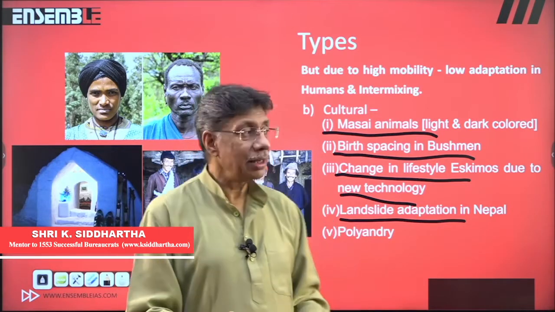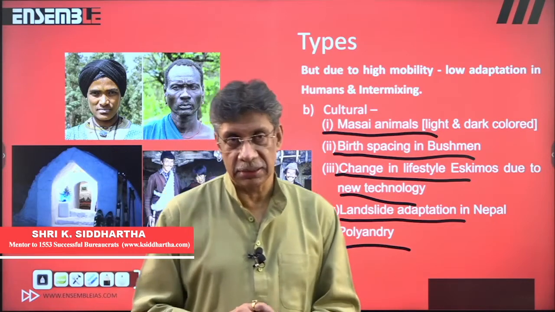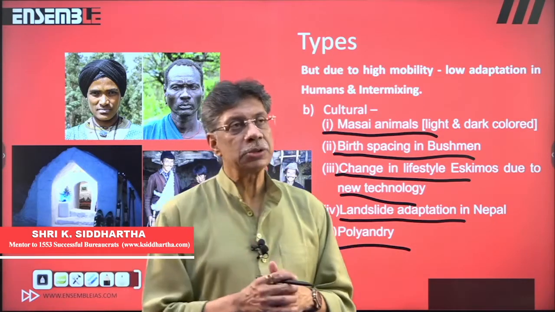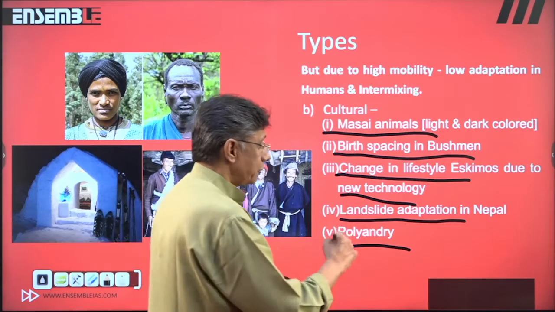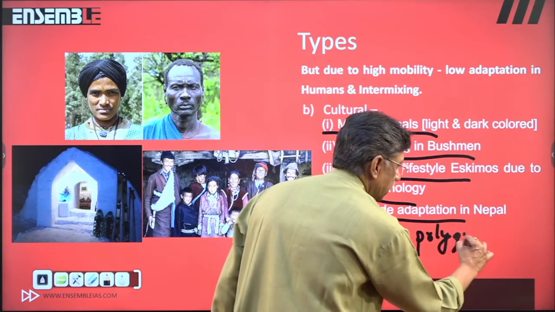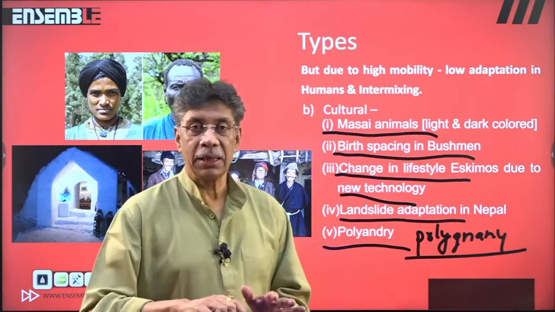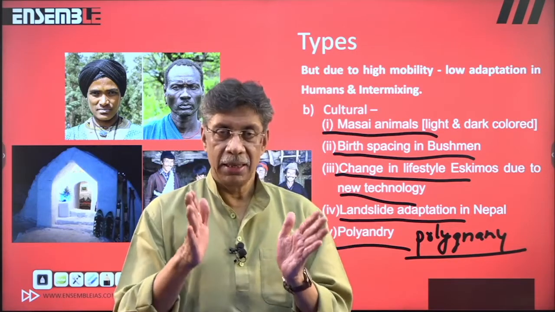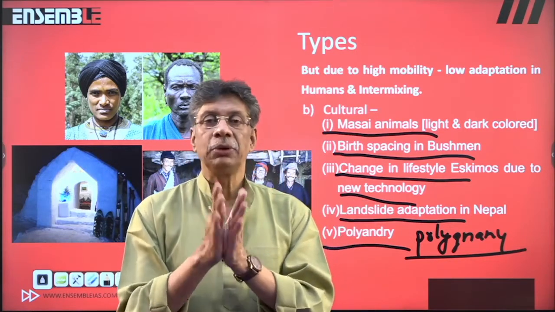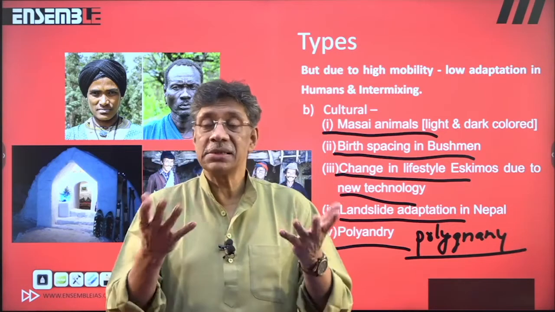In a similar manner, you will also find polyandry being practiced in Tibet. Now, one form of polyandry is called polygamy. That is one form where a girl marries 3 or 4 males. A female is able to have 3 or 4 male husbands. Now, why does this happen?